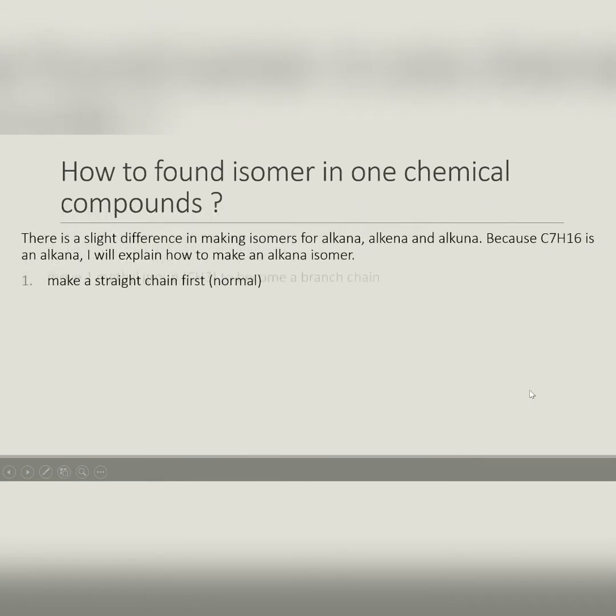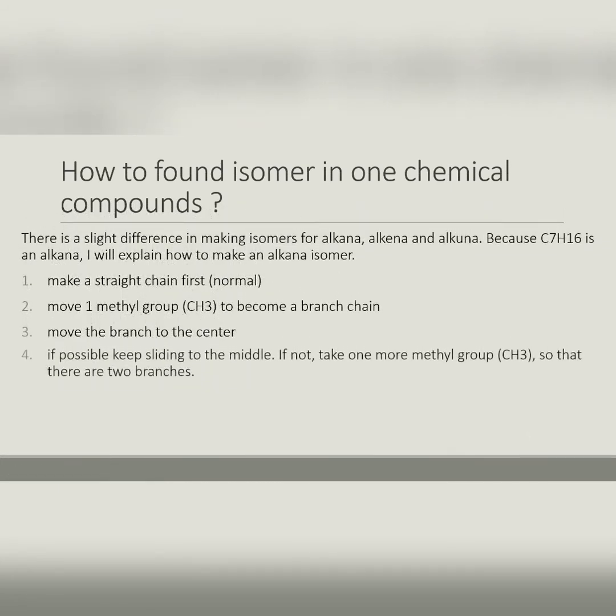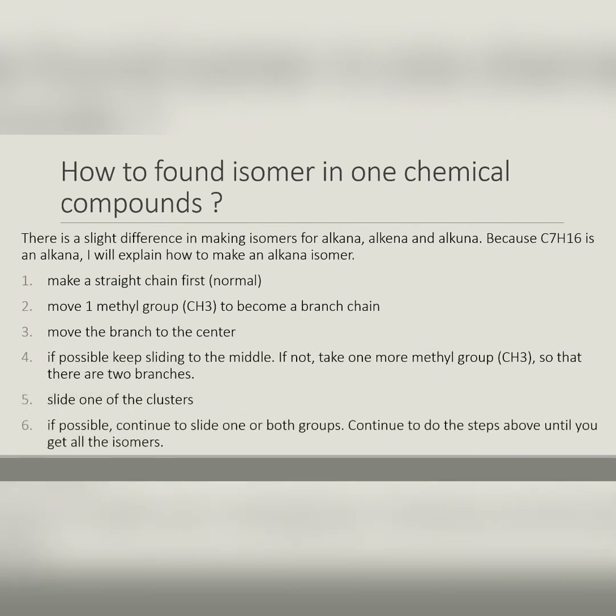Then, how do we find isomers in one chemical compound? There is a slight difference in making isomers for alkanes, alkenes, and alkynes. But because C7H16 is an alkane, I'll explain how to make an alkane isomer. First, make a straight chain. Second, move one methyl group or CH3 to become a branch chain. Third, move the branch to the center. Fourth, if possible, keep sliding to the middle. If not, take one more methyl group so that there are two branches.